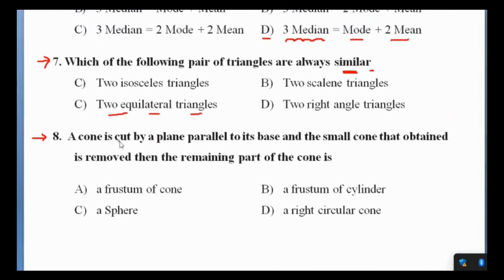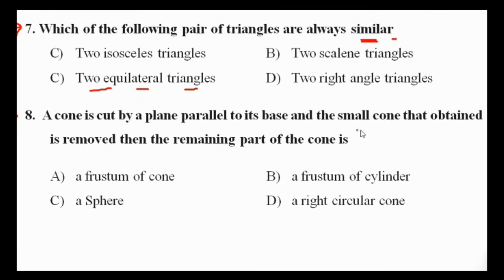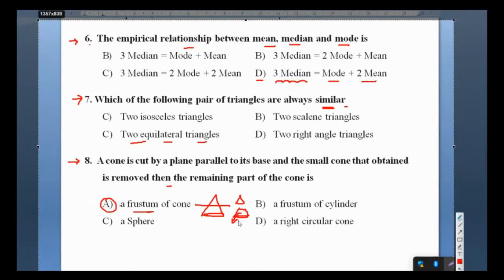Eighth question. A cone is cut by a plane parallel to its base and the small cone that is obtained is removed, then the remaining part of the cone is. So this is a cone and it is cut parallel to the base. So it is cut into again one cone and the remaining part will look like this. So this is nothing but the frustum of a cone. So the correct option for the eighth question is A, frustum of a cone.